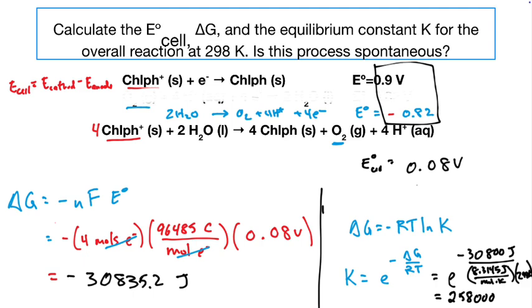And if products are favored, what does that mean? It's a spontaneous reaction. Could we have answered that without going all the way to K? Yeah, delta G being negative is a good sign for a spontaneous reaction. The cell potential being positive is a good reason for it to be a spontaneous reaction. Make sense? So you're trying to tie all of that information together throughout the entire semester. Questions about it?